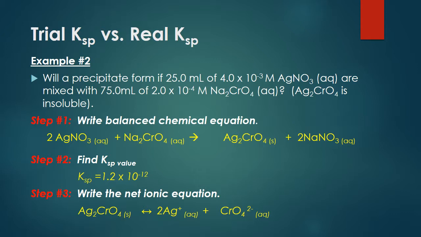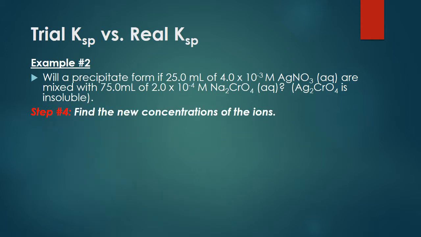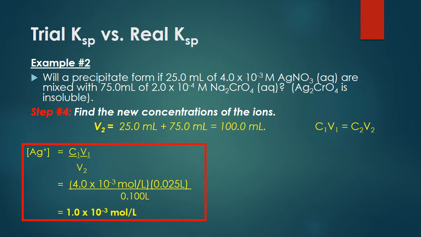Now considering that, we're going to look at the silver ion and the chromate ion. We're going to find the new concentrations of both. So combining our volumes, we now know we have 100 milliliters total. We're going to use our dilution formula. Concentration times volume of the initial equals the concentration times volume of the final. So moles are not changing. For the silver, when it dissociates from the original compound, which is silver nitrate, that's 1 to 1. So we can do a straight C1V1 equals C2V2. Our initial concentration times volume divided by our new total of 100 milliliters or 0.10 liters gives us 1.0 times 10 to the negative 3 moles per liter for the new concentration.